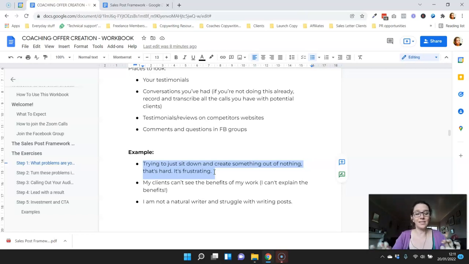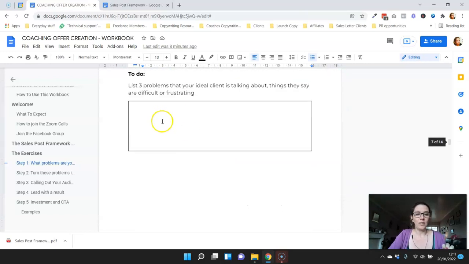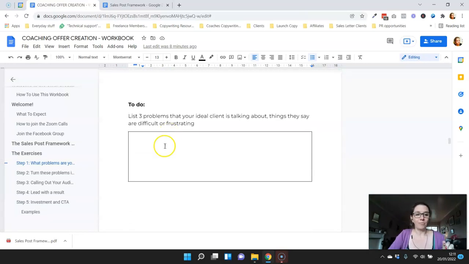And so for this exercise, this is all you need to do. Literally just find 3 statements, 3 phrases, 3 ways that they're describing it, and just copy and paste it into here using their exact words. That's all you need to do. And so I've put a little space here where you can put it in. And then in the next lesson, I will be showing you what we're going to do with that language now that we've got it.